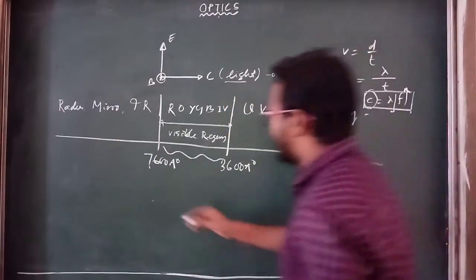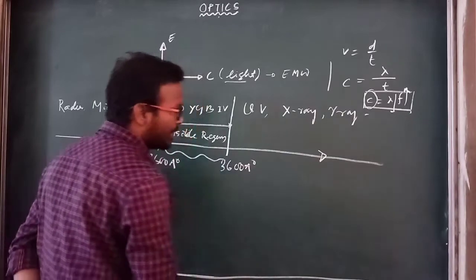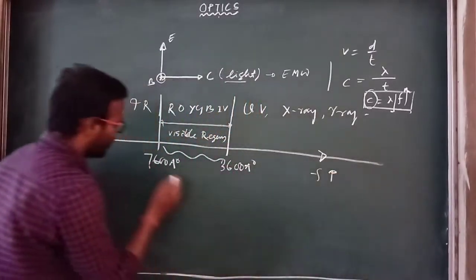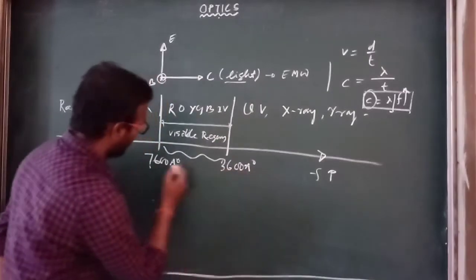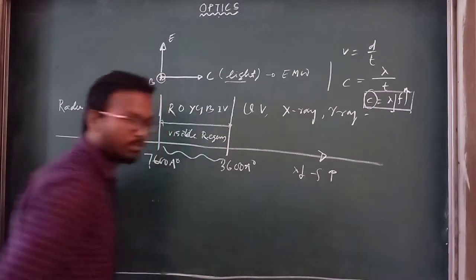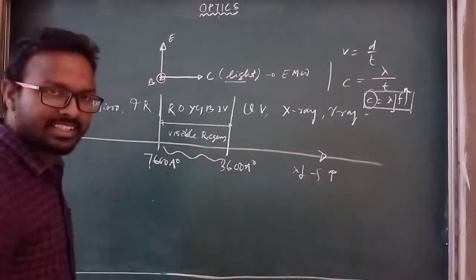And if you come from this side to this side, the frequency increases. Why? Because the wavelength decreases, that means the frequency increases. Wavelength decreases and frequency increases. This is known as light.